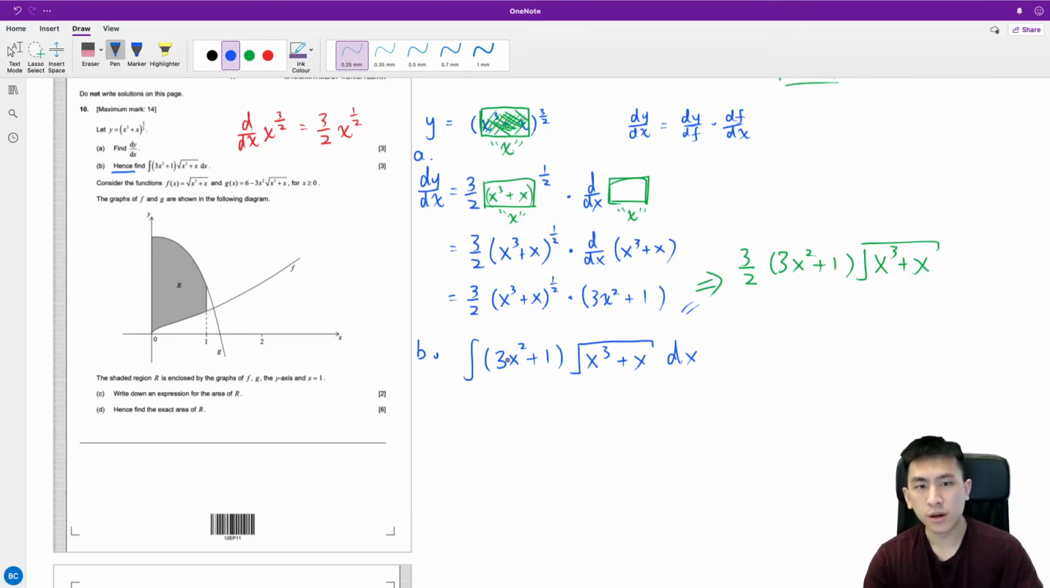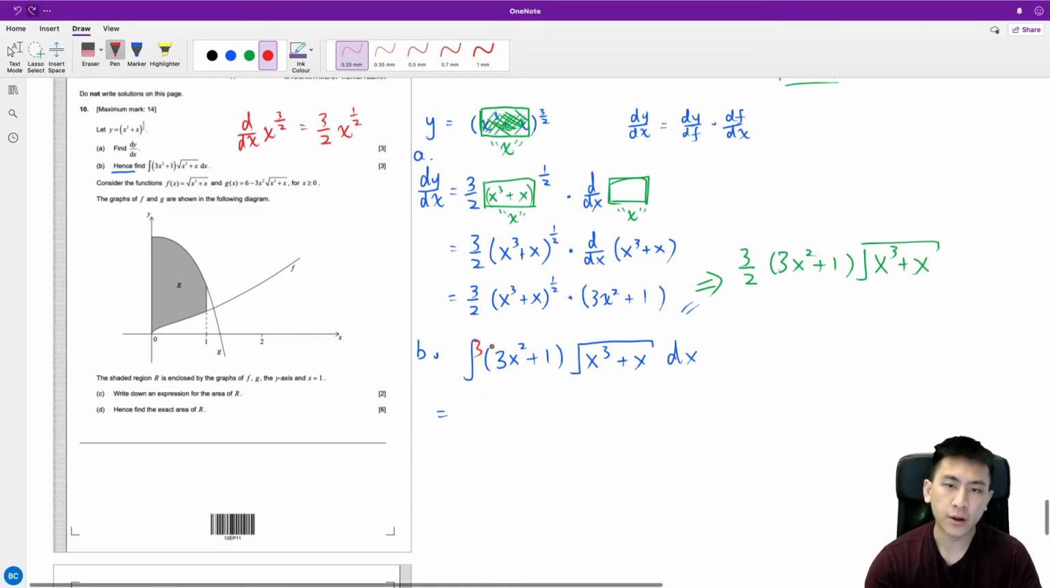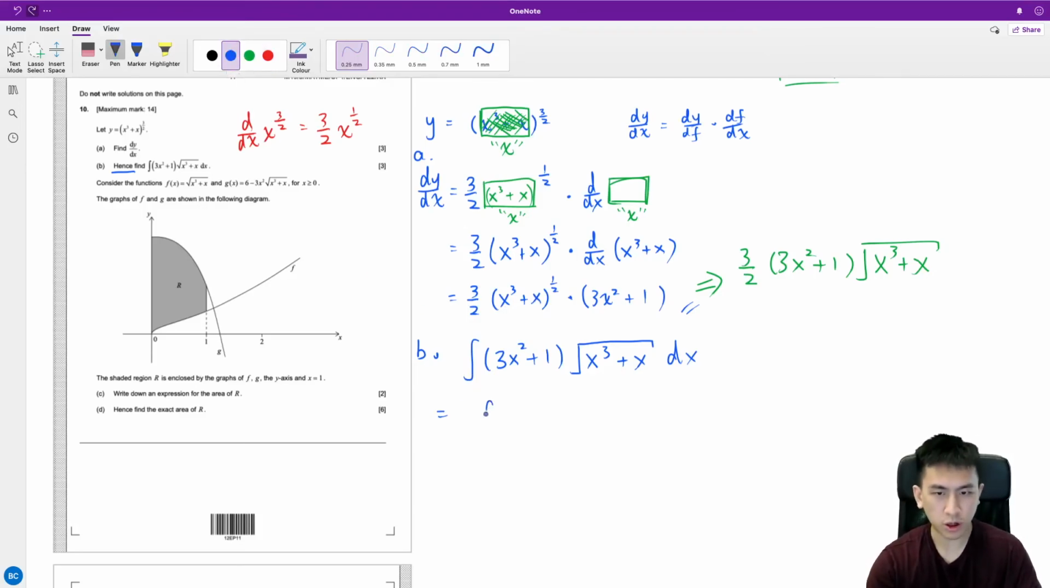So what we can do is, how about this? Imagine if there is indeed a 3 out of 2 here, then the answer is exactly y. Because if y differentiates into this, if you integrate it back, surely you get back to y, right? But the thing is, you don't actually get a 3 out of 2. So what we are going to do is, how about we actually force a 3 out of 2 there? What I mean by that is, let me just copy this thing down.